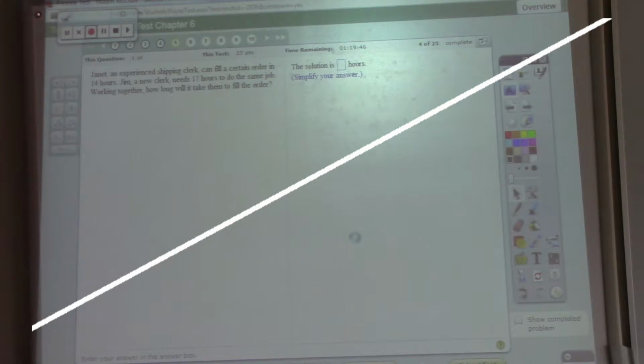Okay, next. Jill, an experienced shipping clerk, can fill a certain order in 14 hours. Jim, who needs 17 hours, because he's a guy and he's stupid, to do the same job. Working together, so that's where you're going to be t over 14 plus t over 17 is equal to what?